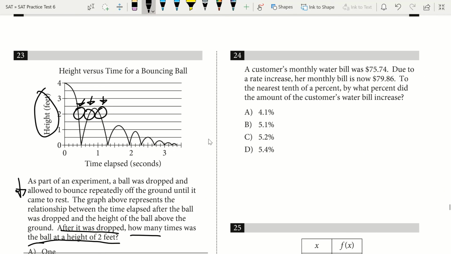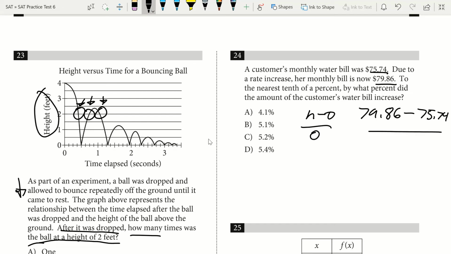All right, now we've got question 31. A customer's monthly water bill was 75.74. Due to a rate increase, her monthly bill is now 79.86. To the nearest tenth of a percent, what percent did the amount of the customer's water bill increase? All right, to do this, we're going to use the equation new minus old over old. So our new bill is 79.86. We're going to subtract our old, which is 75.74, all over the old, and keep in mind this is times 100 to get the percent, right?